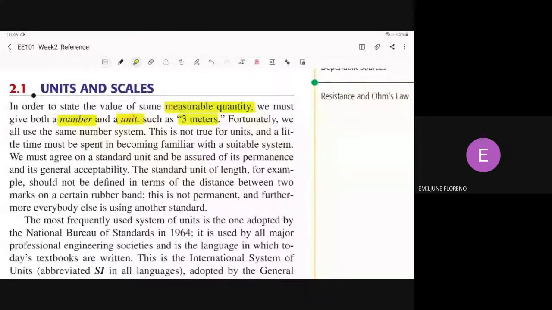Say, for example, if you won't be putting units, like you would say 3, without a unit, it could be 3 kilometers or it could be 3 meters. So the importance of a unit is really necessary. You have to indicate the unit for us to be able to understand what exact quantity you are referring to.